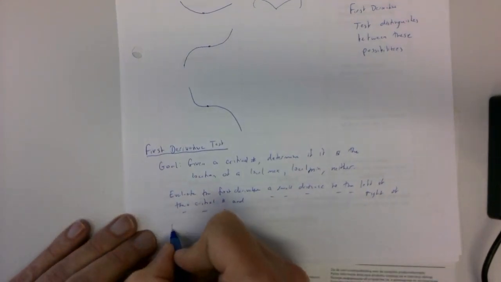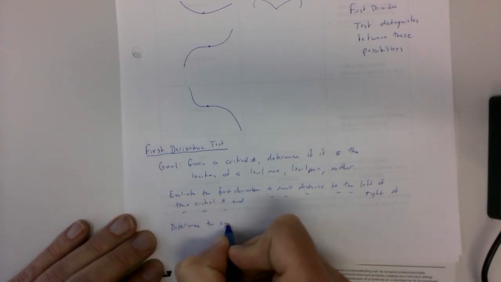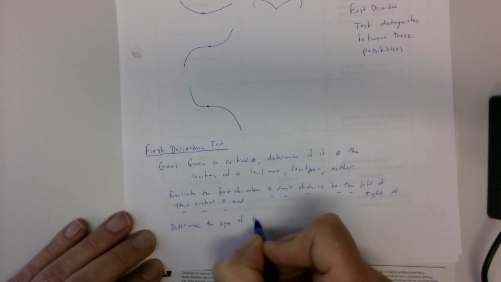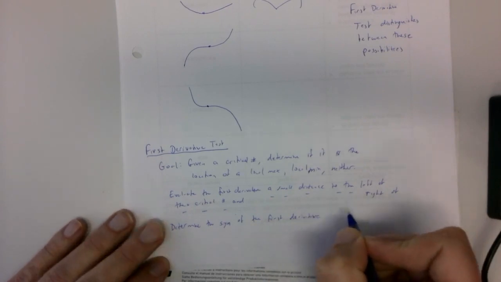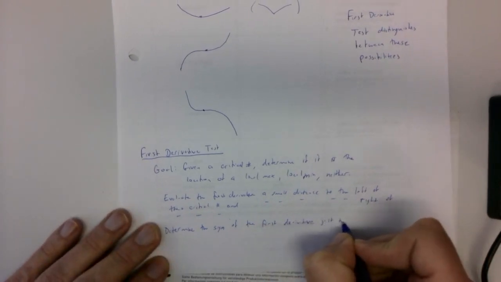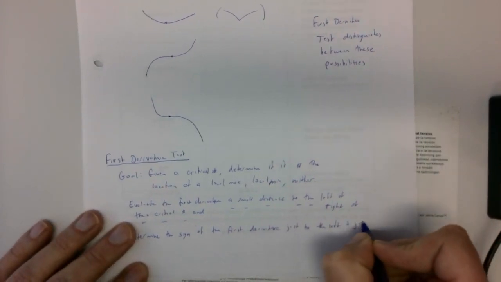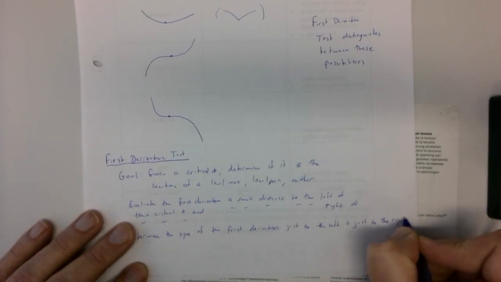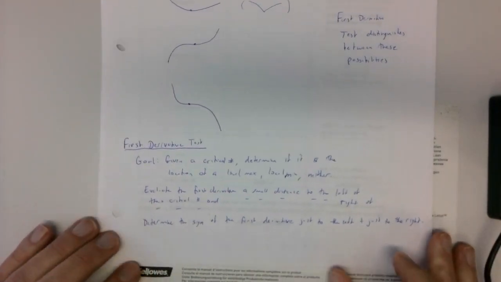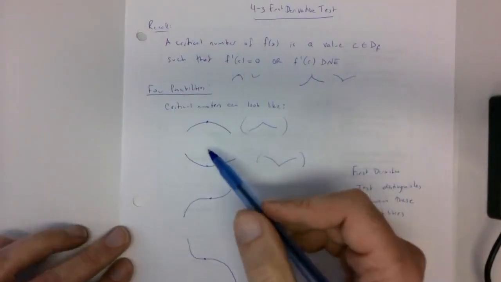Then you determine the sign of the first derivative just to the left and just to the right. And now let's look at the cases here again.